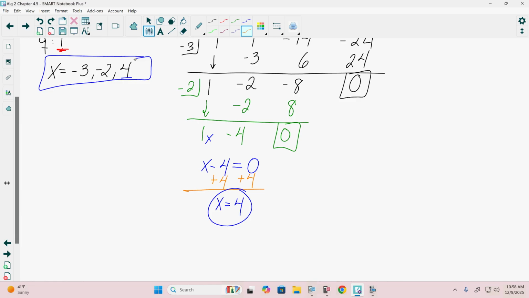Questions on this? We feel kind of comfortable so far, at least with finding rational zeros and solving these? Because for the most part, the graphing calculator told us everything, didn't it? Okay.